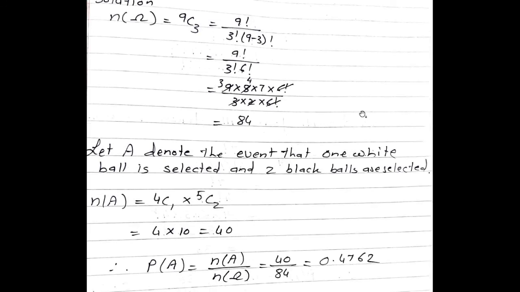Now again define event A. Let A denote the event that 1 white ball is selected and 2 black balls are selected. So favorable outcomes for event A is given by 4C1 into 5C2. We already have seen that for 5C2 the answer is 10 and for 4C1 the answer is 4. So favorable outcomes are 4 into 10, that is nothing but 40. So probability of A is given by n of A upon n of omega, which is equal to 40 upon 84. So the answer is 0.4762.